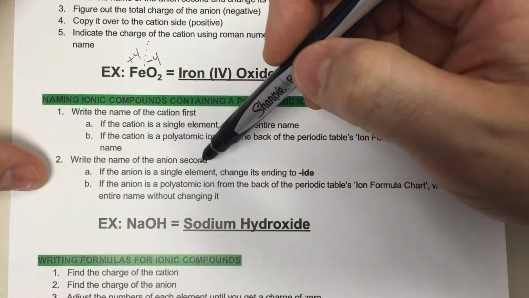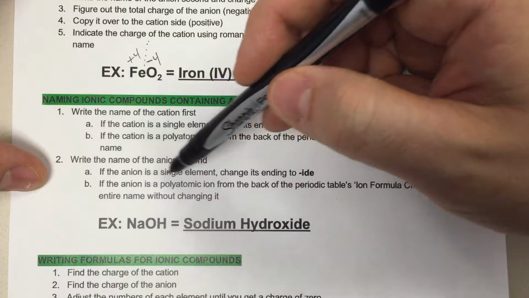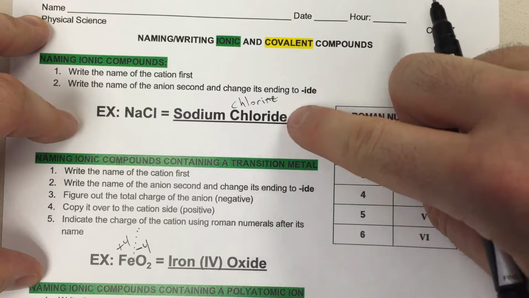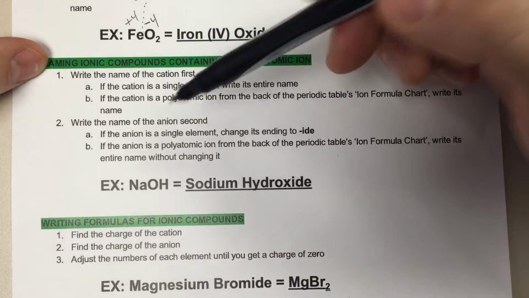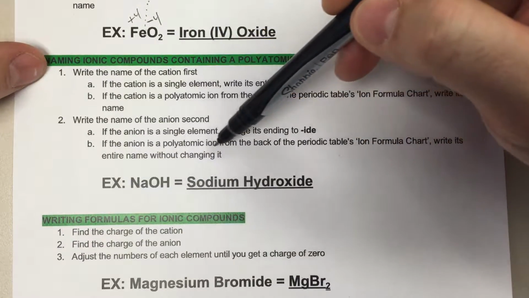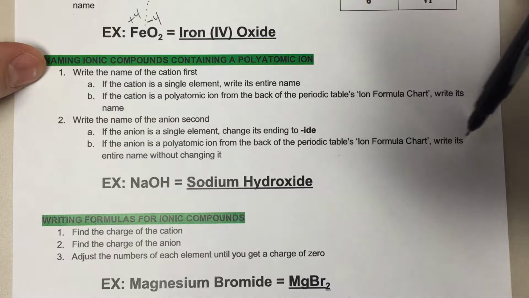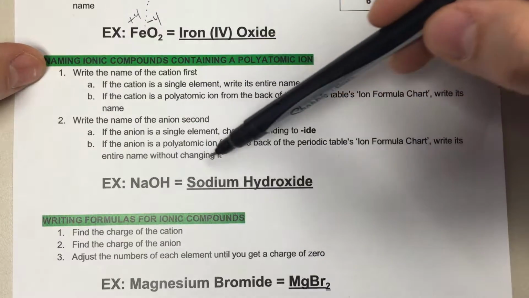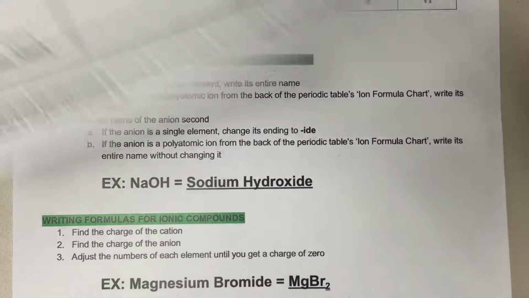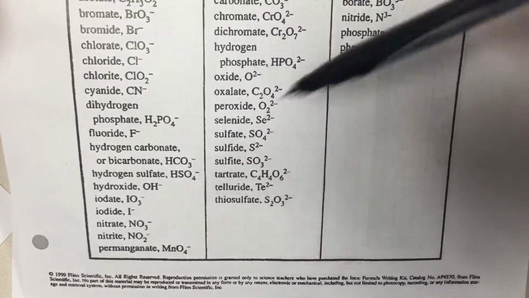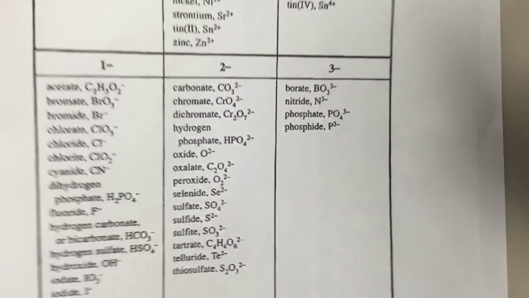Write the name of the anion second. If the anion is a single element, change its ending to -ide. Very similar to how we did this one. We changed it to -ide. If the anion is a polyatomic ion from the back of the periodic table's ion formula chart, write its name without changing it. So again, we are finding it down here and writing its name.